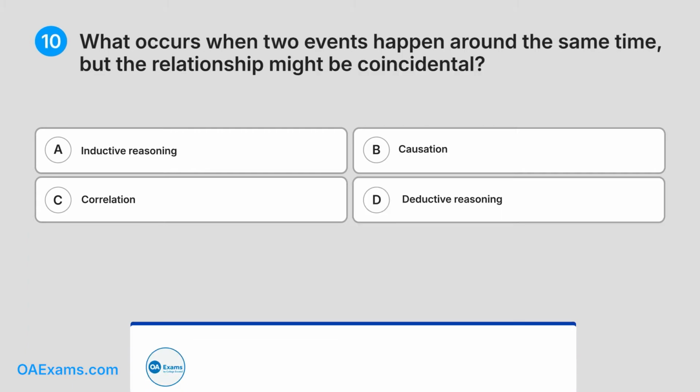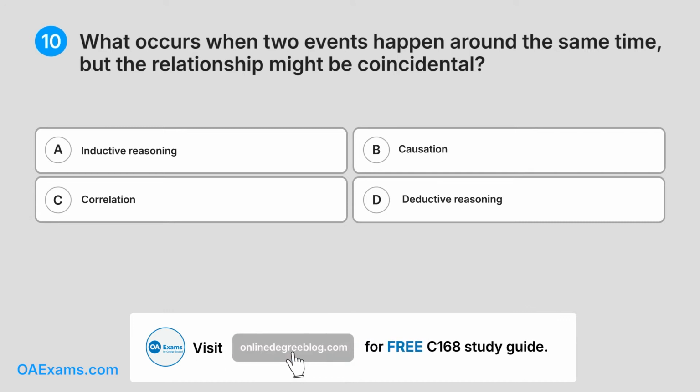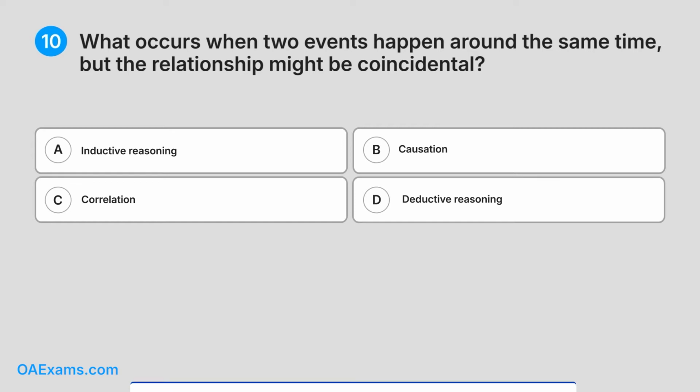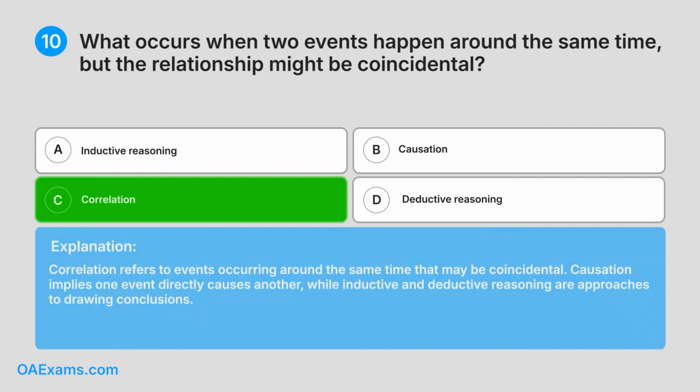10. What occurs when two events happen around the same time, but the relationship might be coincidental? A. Inductive reasoning. B. Causation. C. Correlation. D. Deductive reasoning. Do you know the answer? Correct answer. C. Correlation. Explanation. Correlation refers to events occurring around the same time that may be coincidental. Causation implies one event directly causes another, while inductive and deductive reasoning are approaches to drawing conclusions.